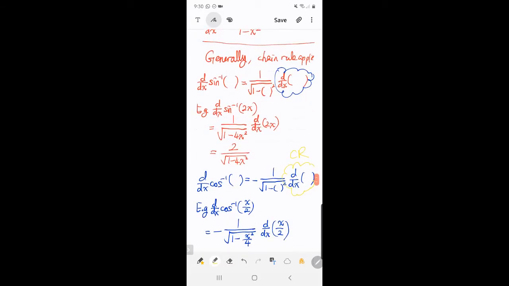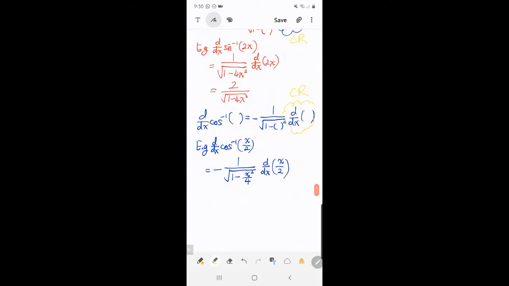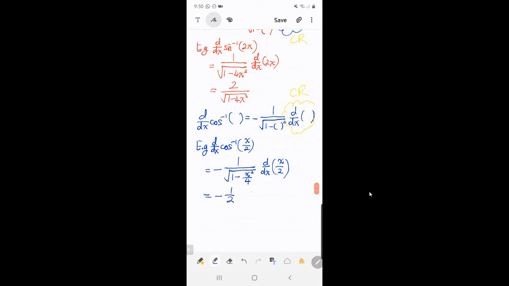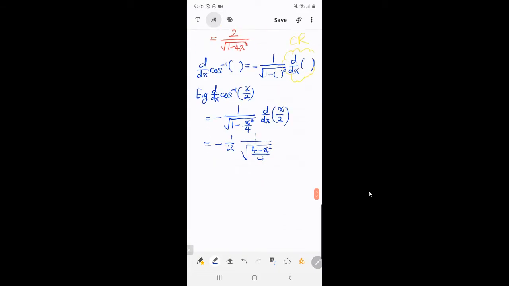Of course you cannot stop here. You have to simplify further. This one is a bit tedious. You have negative 1 over 2, then at the bottom you have square root of 4 minus x squared divided by 4. Simplifying further, you get negative 1 over 2 times 1 over square root of 4 minus x squared divided by 2. The 2 and the 2 here cancel, and therefore the final answer is negative 1 over square root of 4 minus x squared.